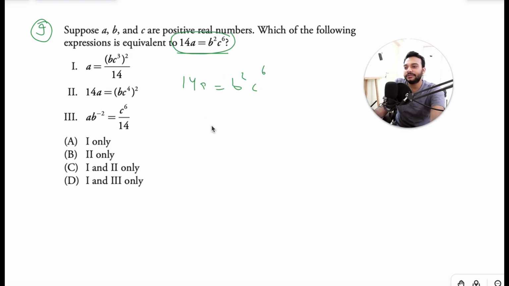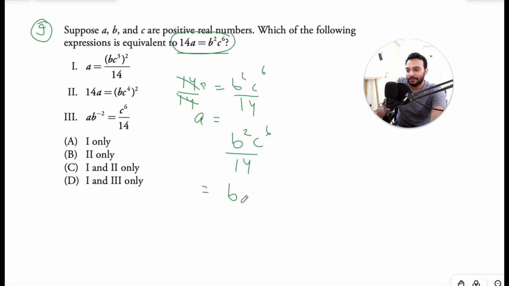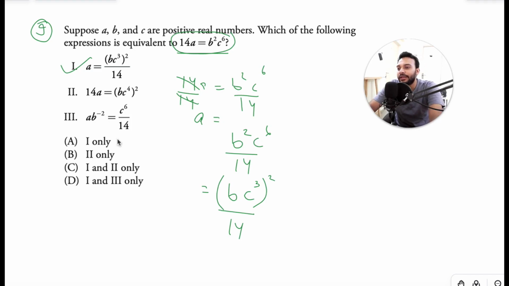Let's try to represent this whole expression in terms of a. So a is equal to, for that I divide with the 14 on both sides. And I get rid of the 14 on the left hand side. On the right hand side I get a is equal to b squared c raised power 6 over 14, or b c cubed whole squared over 14. So that is given in the option A. Statement 1 is correct.